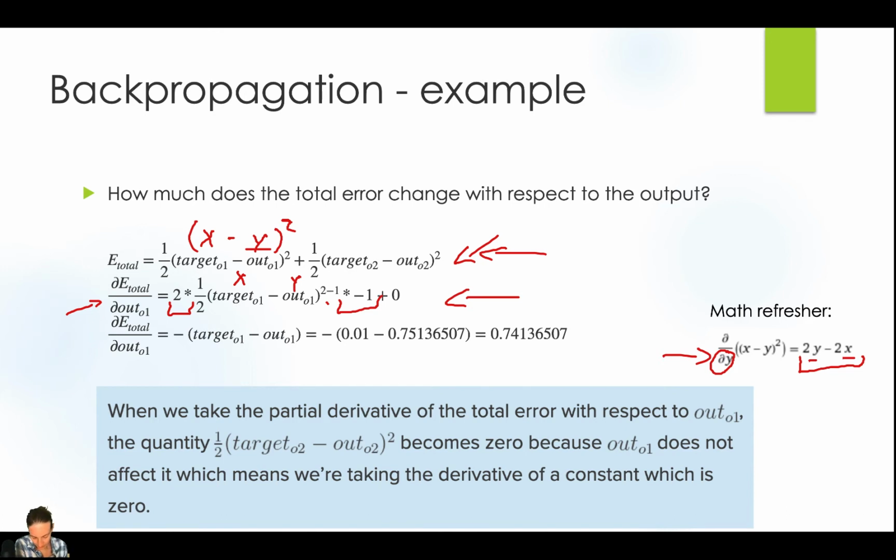If we fill in our values that we calculated before, for target O1 we want the label to be 0.01, and our predicted label is 0.75. So here we get the first partial derivative. Remember also that this term totally nullifies when we take the partial derivative. If we take the partial, it becomes 0. Why is that? Because there's no mention of out O1, meaning the partial derivative of a constant is 0.